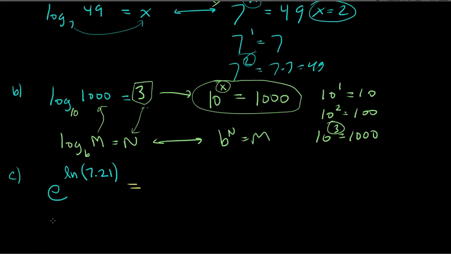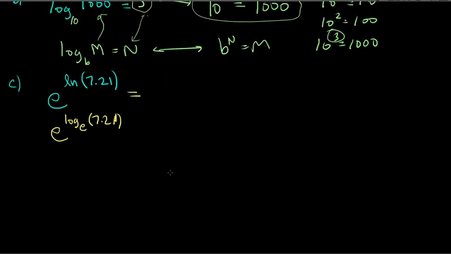So this is the same thing as e to the power log base e of 7.21. I'll scroll down here. So we have this following property: b to the power log base b of x is equal to x, as long as x is positive.